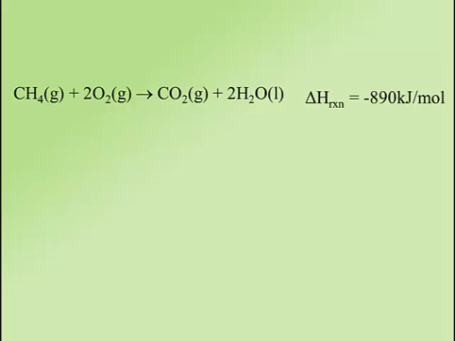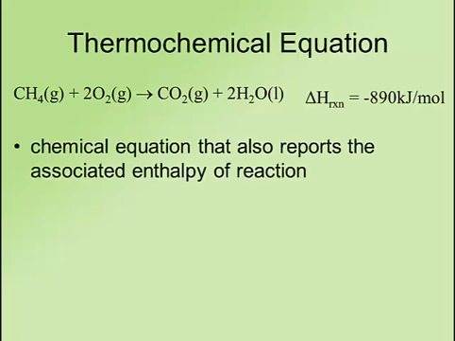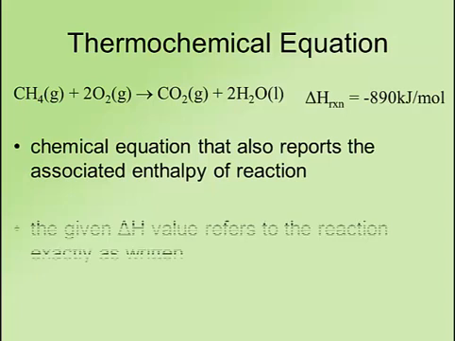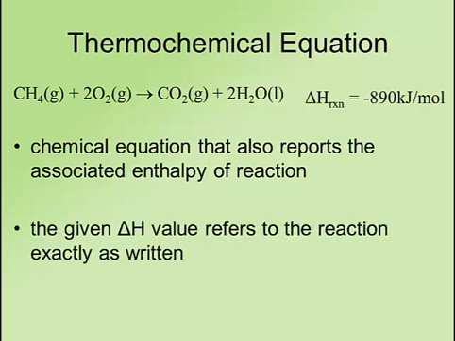When the enthalpy of reaction is reported with a chemical equation, this is called a thermochemical equation. Remember from our last unit, enthalpy is defined as the heat content of a system at constant pressure. When we measure the heat change during a reaction, but do not measure the work done, we refer to our measured value as delta H, or enthalpy. The heat of reaction given in a thermochemical equation refers to the reaction exactly as it's written.